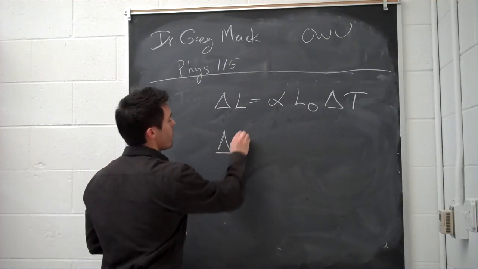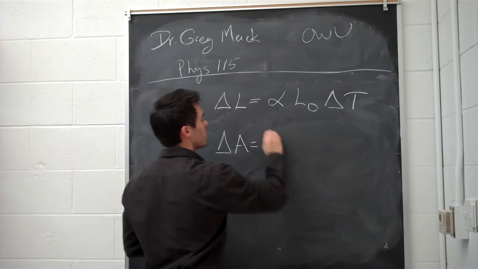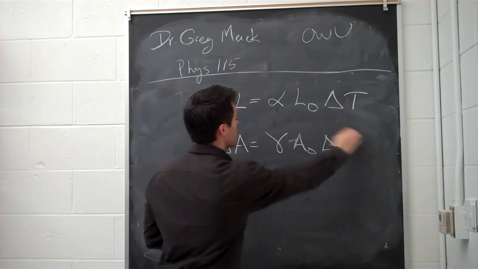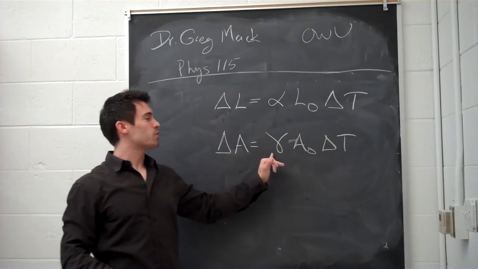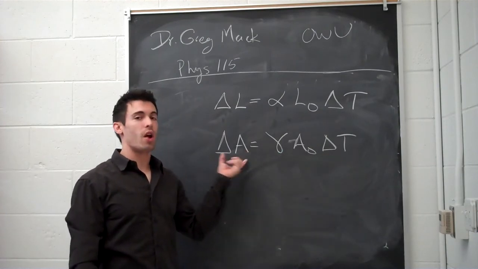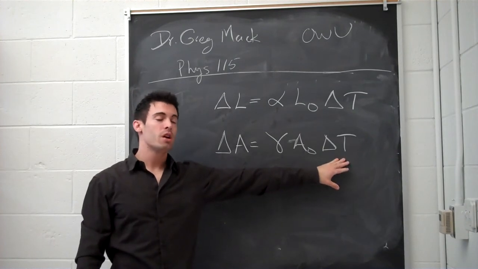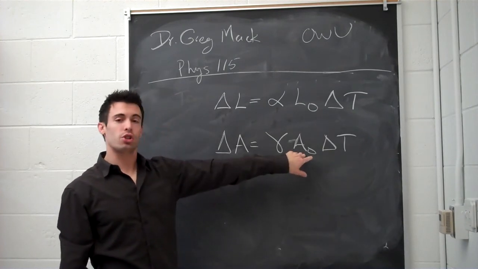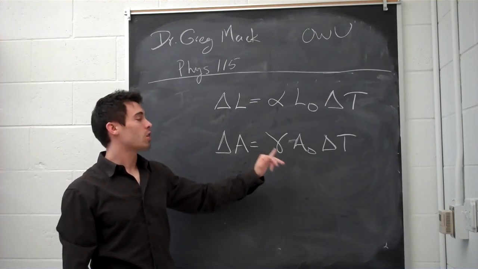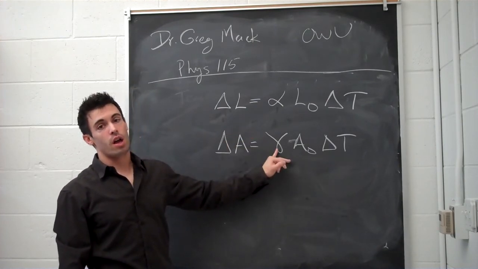If you're talking about area, then delta area is equal to gamma times A0 delta T. So a change in area because of a change in temperature is equal to its initial area times some coefficient, this coefficient being the coefficient of area expansion.